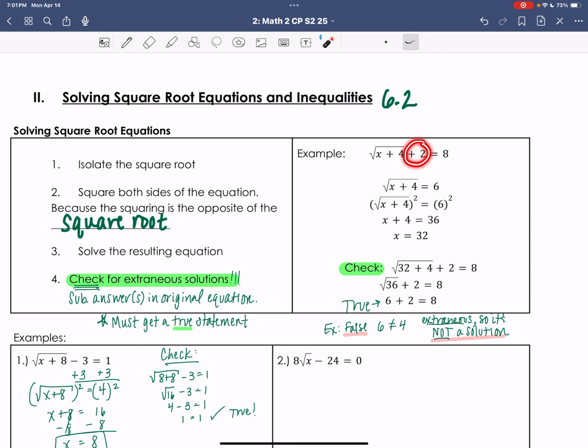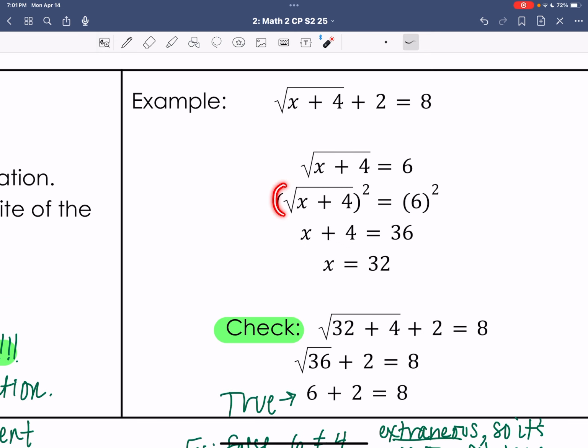So what we're going to do first is move this over by subtracting 2. And then we have the square root of x plus 4 equals 6. Now we're going to square both sides of the equation because these are inverses. So squaring is the opposite of the square root. We take this, square it, and what you do to that side, you've got to do to the other to keep it balanced. Then when you do that, your root drops and you're just left with x plus 4. And then 6 squared is 36.